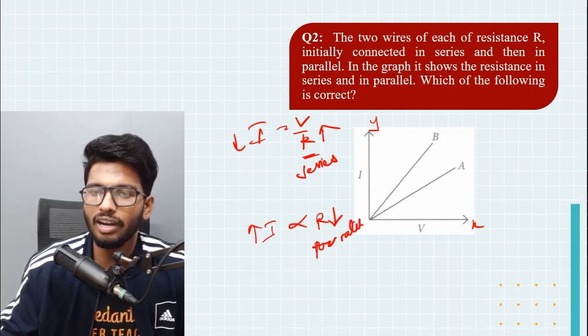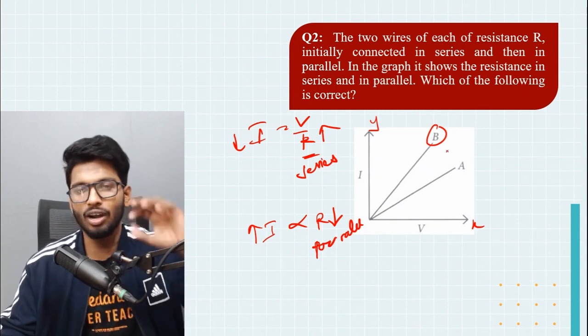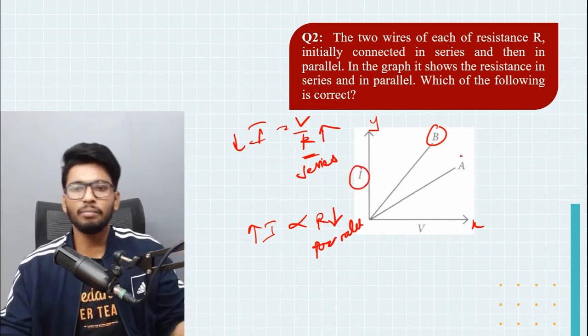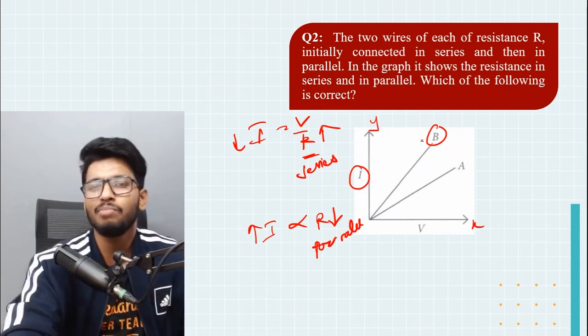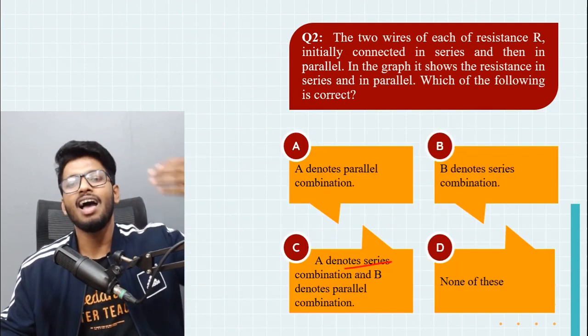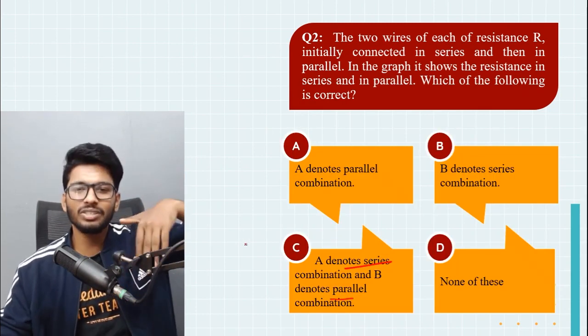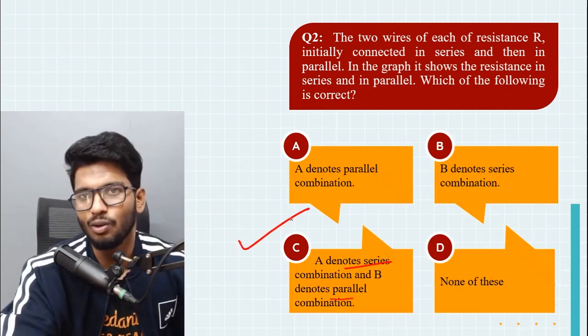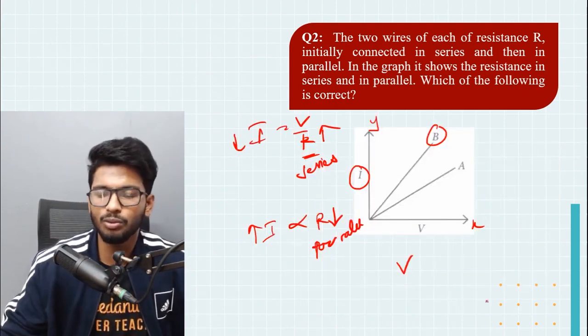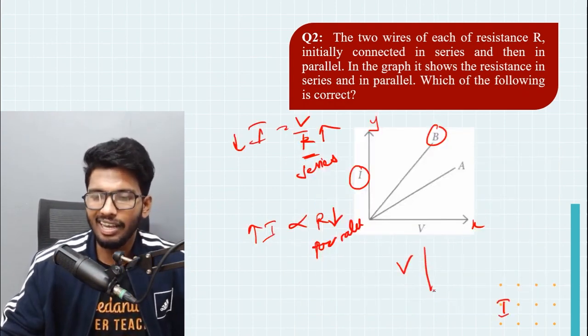So here, if you look at it, B is much higher. You can see that the current value in B is much higher than in A. So that means that A is in series and B is in parallel. So you can come to the conclusion that A denotes series and B denotes parallel. So option C is the right answer over here. All right. Now, if it was the other way around, people, if it was a voltage versus current graph like this, then it would have been different.